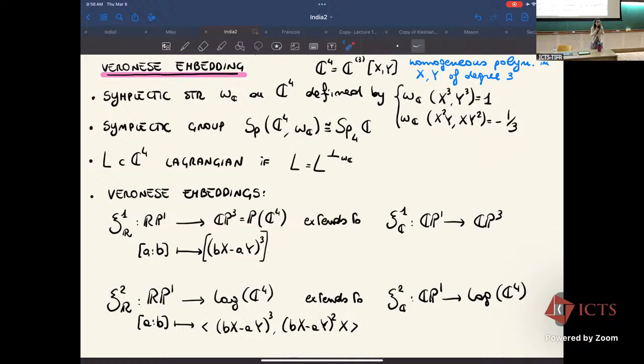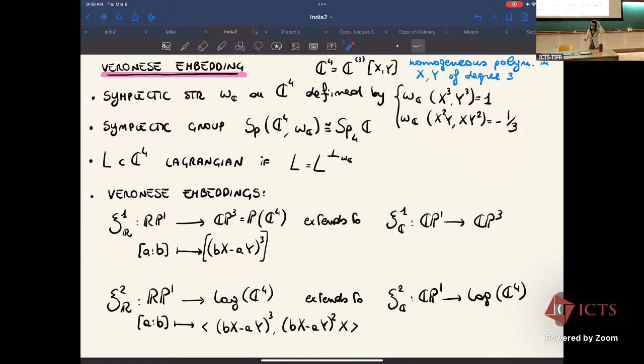Whenever we talk about Anosov representations, we define this representation in terms of a limit map. In general, it might not be easy to describe the limit map, but for Fuchsian representations it is actually quite nice. In this case, it really corresponds to a Veronese embedding. So we have this smooth embedding into CP3 and another one into the Lagrangians of C4, that we can describe concretely in terms of polynomials, because you can take a point of RP1 and map it to the polynomial that has that root as a triple root.